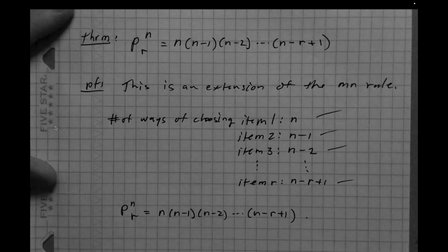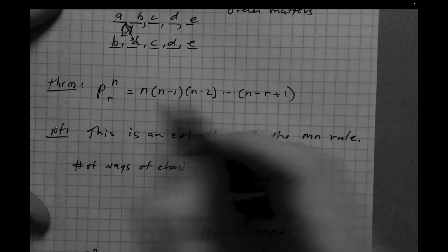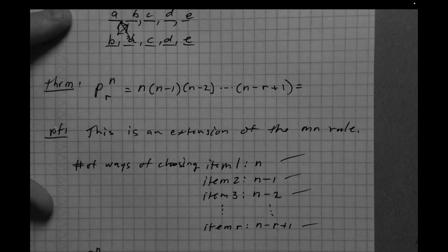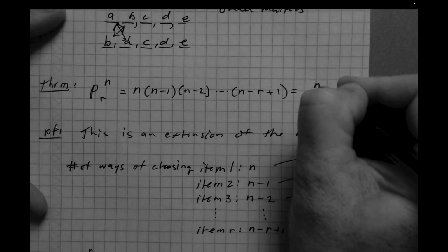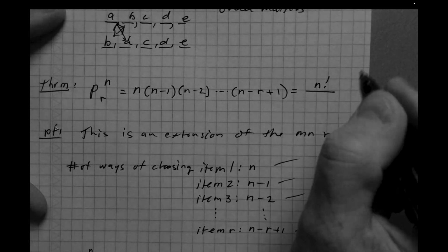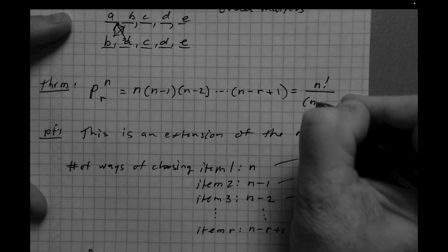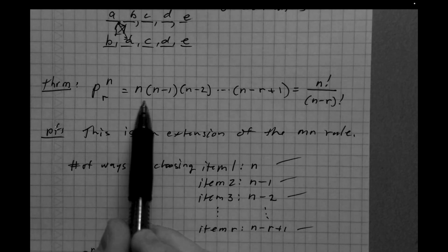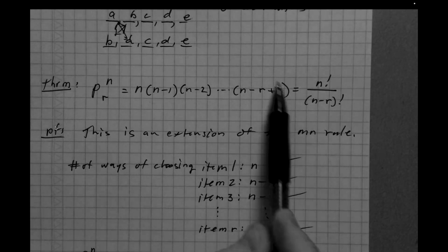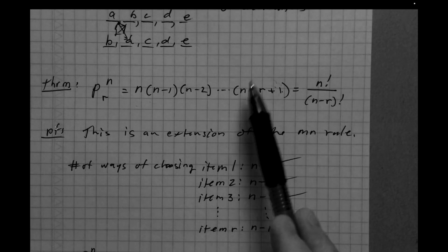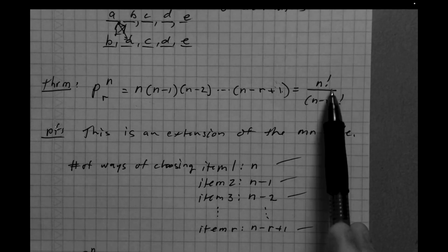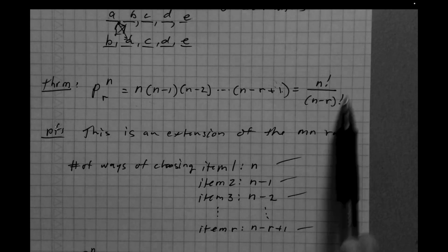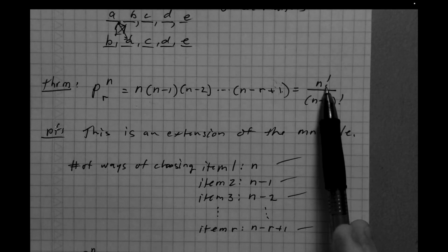Now in practice, we actually use a different formulation, a much more convenient one. What we'll typically write instead is that this is equal to n factorial over n minus r factorial. It's easier to prove this using the mn rule from this standpoint, but then we want to show that this is equal to this, because we'll almost always rely on this formulation in actually calculating that number.